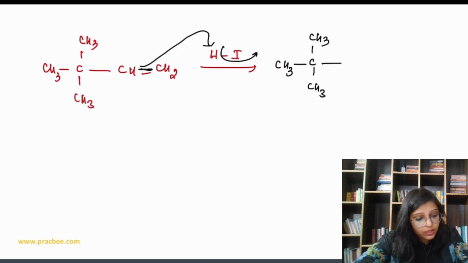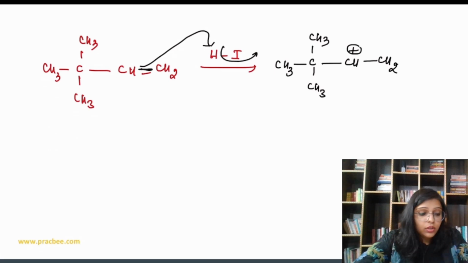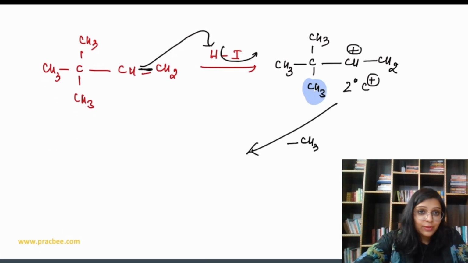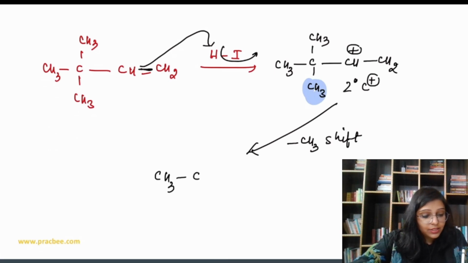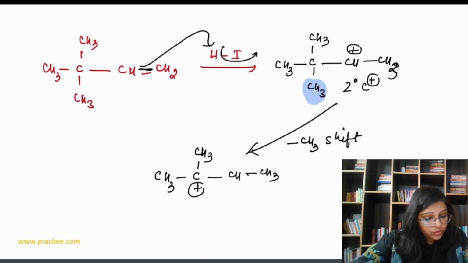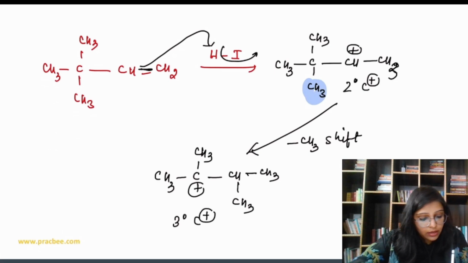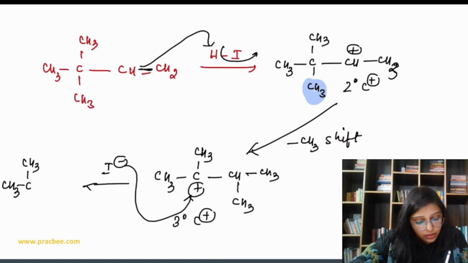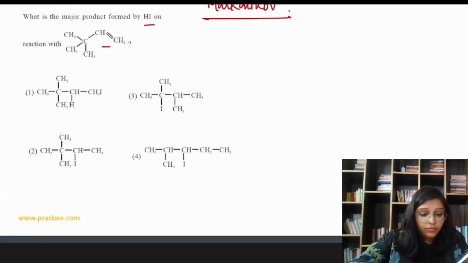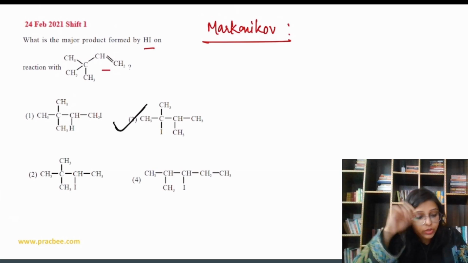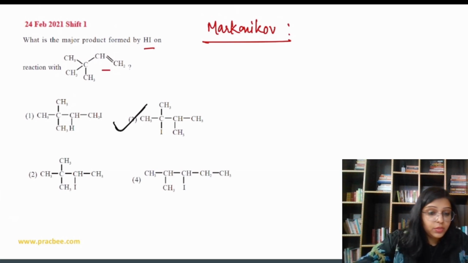So CH3, CH3, we get CH positive, and here we write CH2. A 2 degree carbocation. But if you see, we have methyl, right? So here a methyl shift is going to happen. So after the methyl shift, what happens? CH3, C, CH3, we write positive over here, and then CH3, just wait. We write CH, CH3 and CH3. A 3 degree carbocation. Now I minus attacks this carbocation. So we get CH3, CCH3, I, then CH, CH3 and CH3. ठीक है? So if you see this, option third is going to be the correct answer.